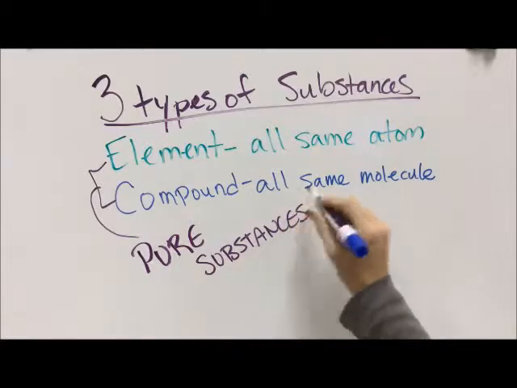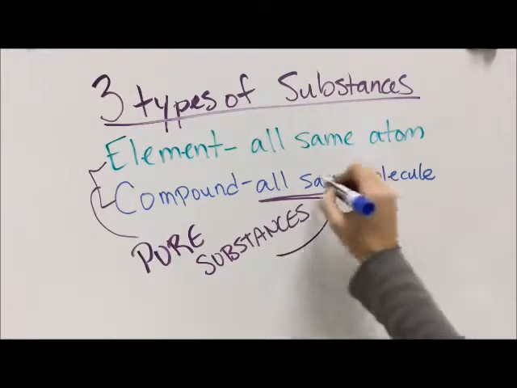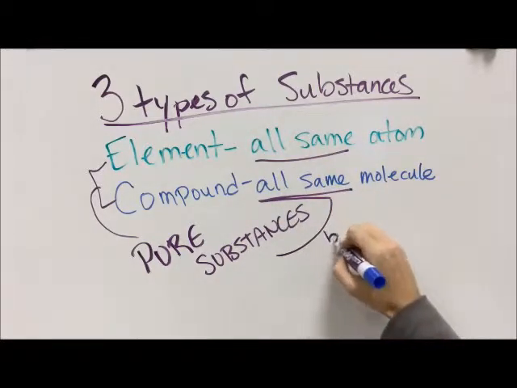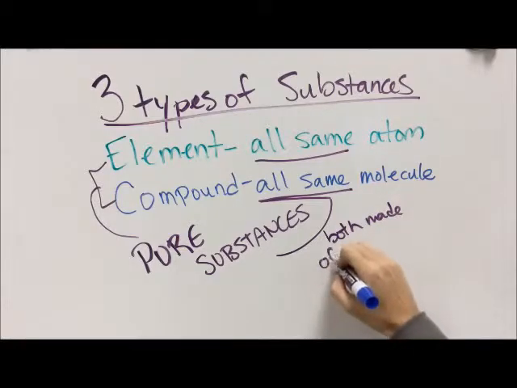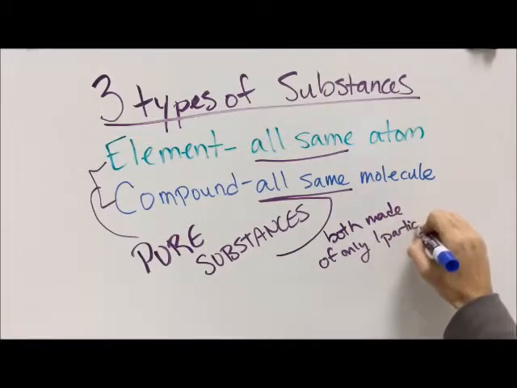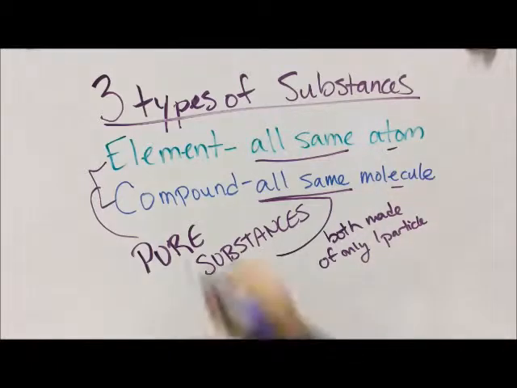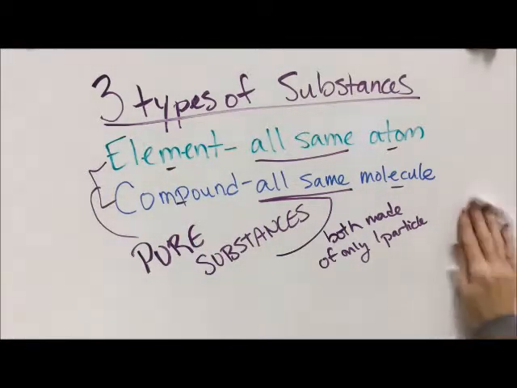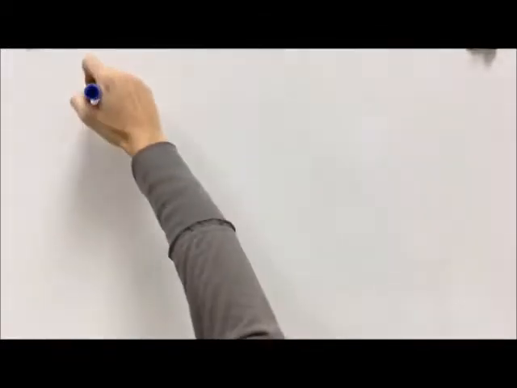And we call them pure because there's only one thing inside of them. In the same way that people talk about a purebred dog, then its parents were Labradors and their parents were Labradors and so on and so on. So it has one kind of dog inside of it. Pure substances only have one type of particle.